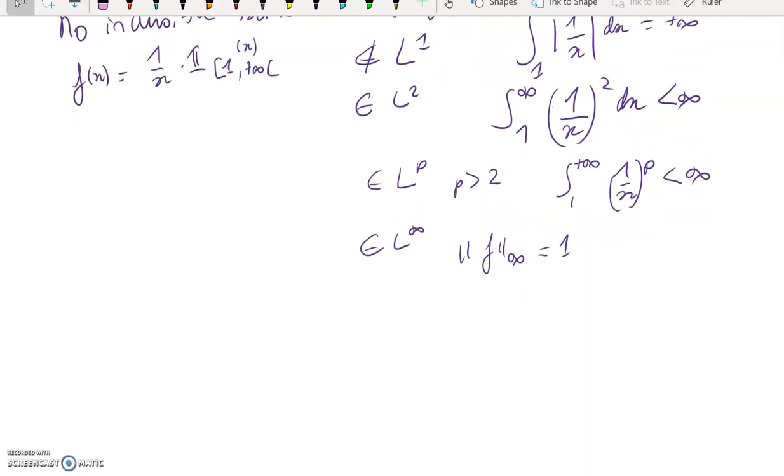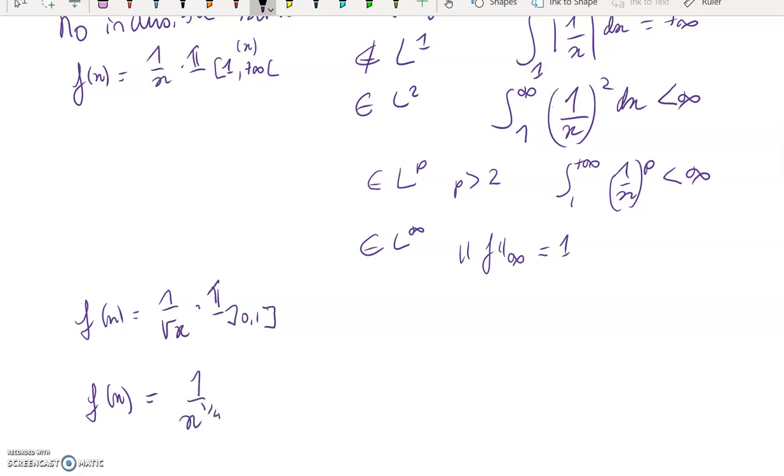Okay, so that was one example. Take another one. f of x is equal to 1 over square root of x times the indicator of (0,1). I'm leaving you a few minutes to work these. You can also try this one, 1 over x to the power 1/4. Again, between some interval. Pause the video and try to work out, at least for the first one, what are the L^p spaces it belongs to.